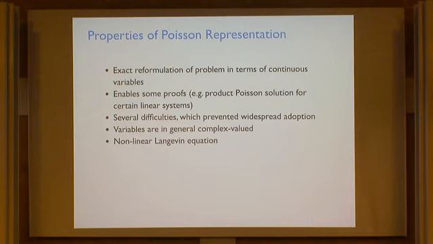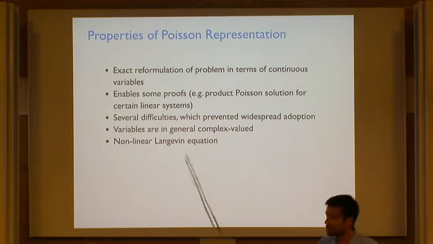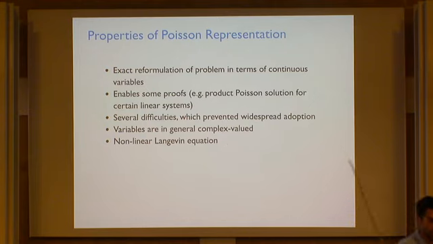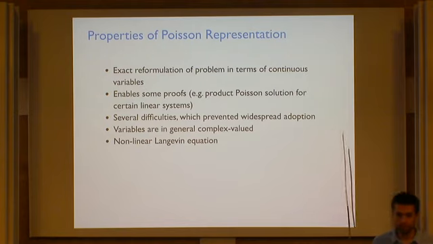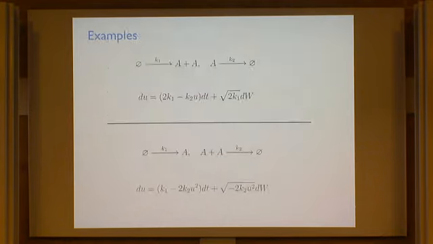One problem is complex variables. It makes your problem difficult. You have nonlinear Langevin and Fokker-Planck equations, which you cannot solve analytically. So often it doesn't make your life any easier. And that's why it hasn't been used much in the literature. But for us, it will prove very useful. And let's look quickly at some examples.